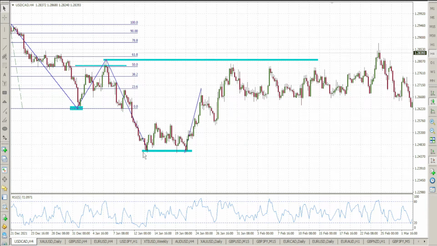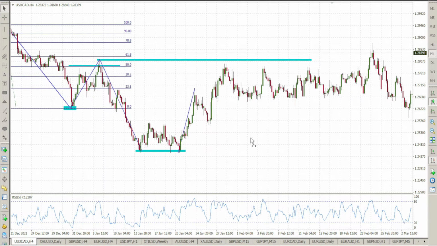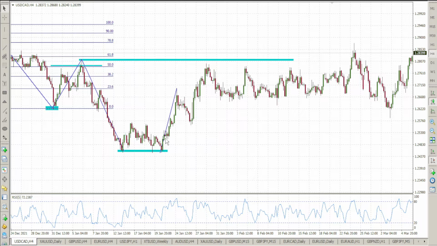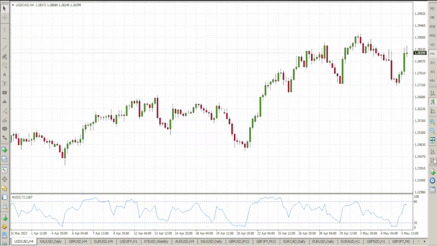Then I don't want to discuss this retest. This in itself is another topic. Now, if we see the market is going up, let me zoom in on the chart a little bit.